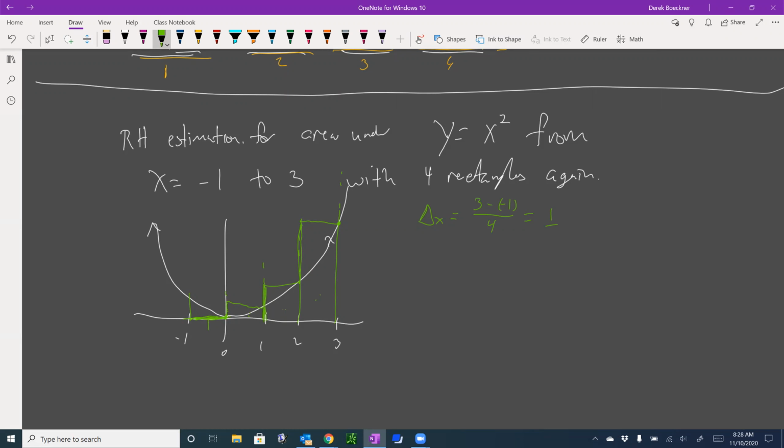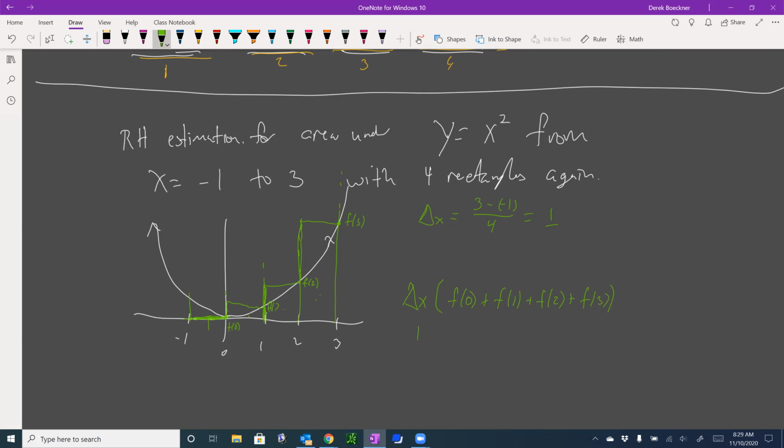Okay, and then the height of this rectangle is going to be f of 3. The height of this one is f of 2. The height of this one is f of 1. The height of this one is f of 0. So I'm going to take delta x. They're all the same width, so I'm going to factor that out right away. Then the height of the first rectangle is f of 0. The height of the second rectangle is f of 1. The height of the third rectangle is f of 2. The height of the last rectangle is f of 3.